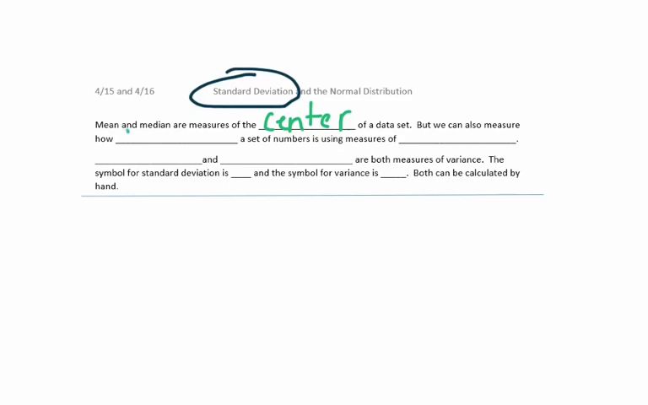So the second blank there is spread out. And as usual, I'm not going to be able to fit it on here on the video, but you should be able to with no trouble. Okay, we can also measure how spread out a set of numbers is using measures of dispersion. So the word you want in there is dispersion.